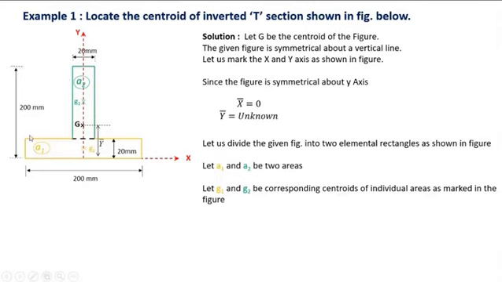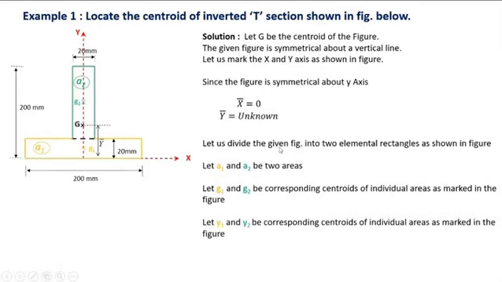Let us consider area A1. The centroid of area A1 will lie exactly at the center, and for area A2, the centroid will lie at the center of this rectangle. Now let us proceed. Let y1 and y2 be the distances of the centroids of the individual areas. You can see G1 will be at a distance of y1 from the base, I mean the x-axis, and G2 will be at a distance y2.